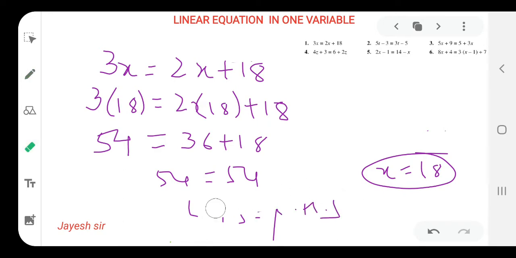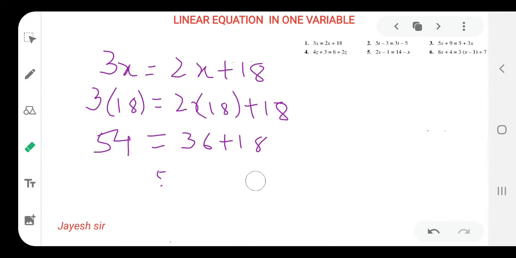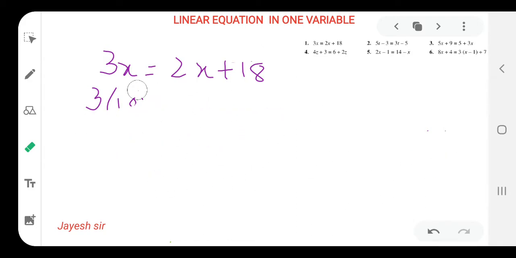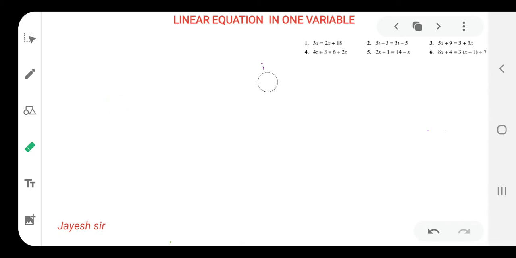So let's begin with the second sum for the day, and if you know how to solve, pause the video and try to solve the remaining sums on your own. The second sum for the day is 5t minus 3 equals 5t minus t, it is minus t, equals 3t minus 5, friends.